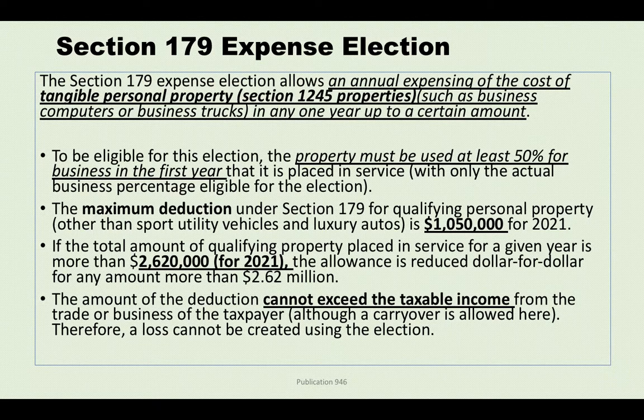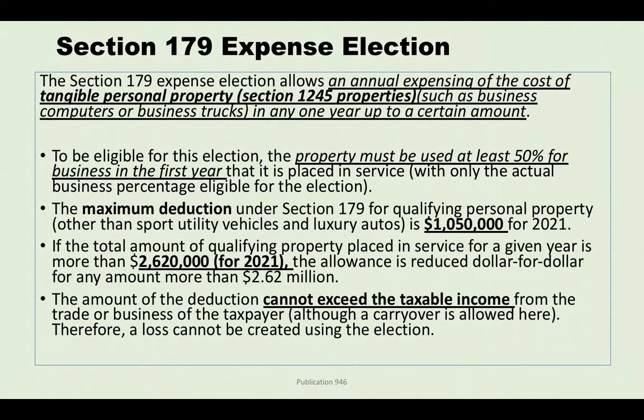To be eligible for this election, the property must be used at least 50% for your business in the first year it is placed in service, with only the actual business percentage eligible for the election. For example, if you buy a car and use it for both personal and business use, you have to use it at least 50% in the business.